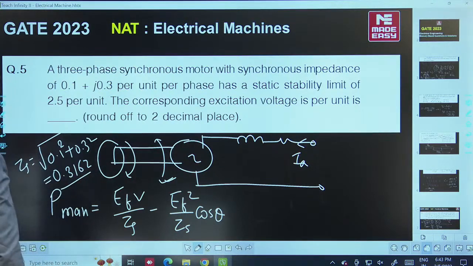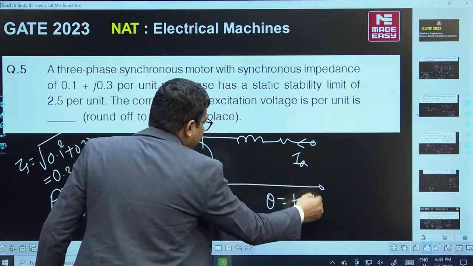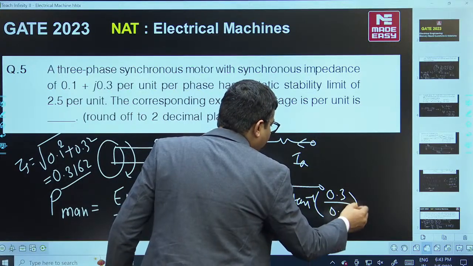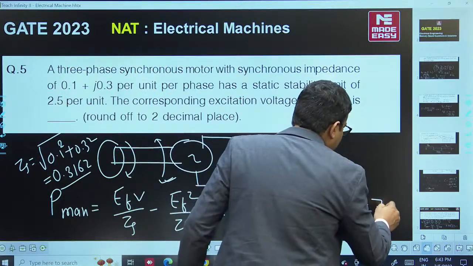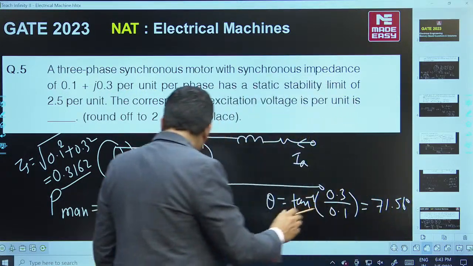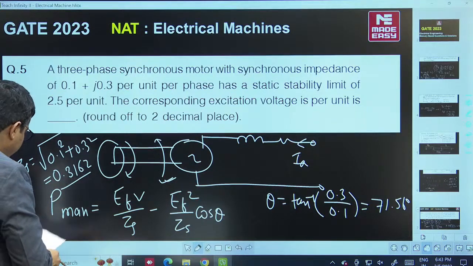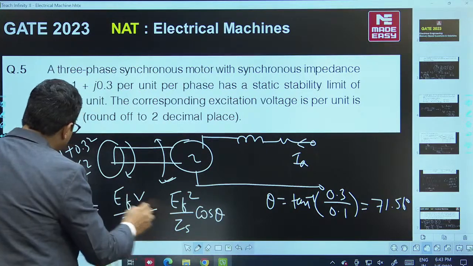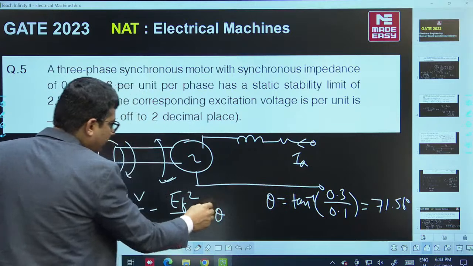0.3162, right? And what is theta? Theta we can also calculate. Theta is equal to tan inverse of 0.3 divided by 0.1, and this value would be 71.56 degree. So simply what we have to do is put all those values. The power is given as 2.5, the value of Zs is 0.3162, and the value of theta is 71.56 degree.